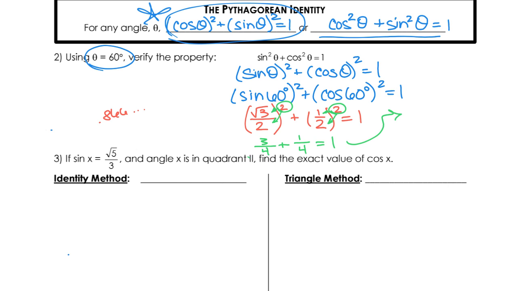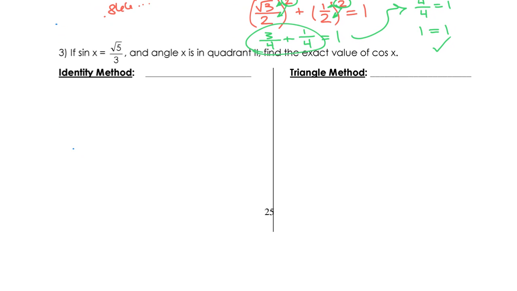And when we add the left side together, 3/4 plus 1/4 is 4/4, equal to 1. And 1 equals 1, and we just verified our property. Okay? So it works for any angle theta that you can put in there. All right, so where can we use it?